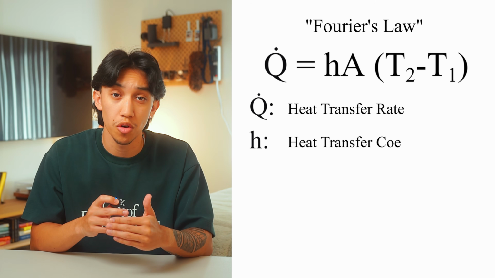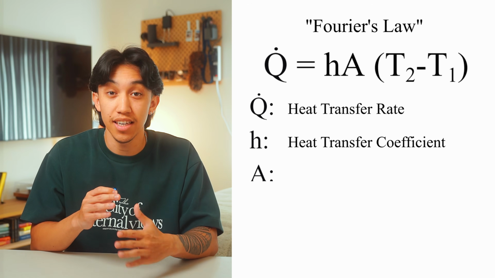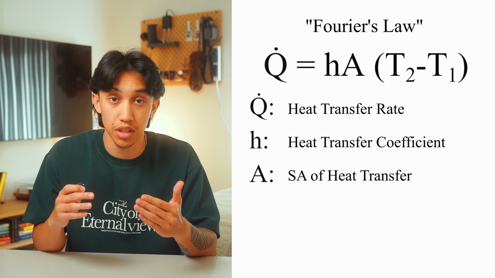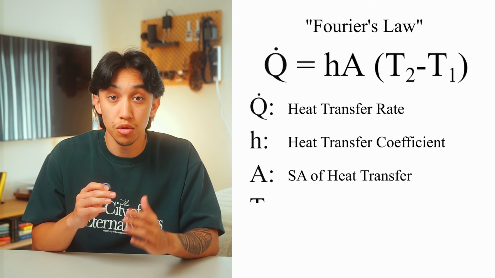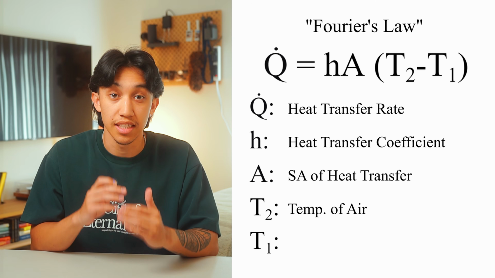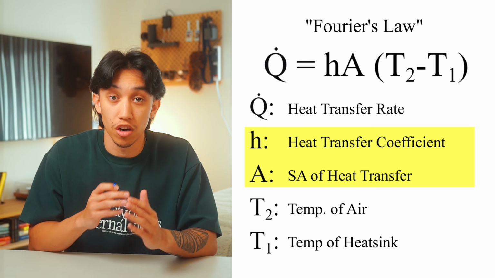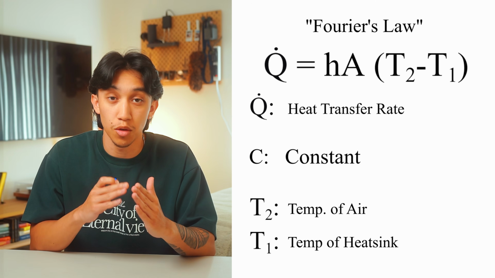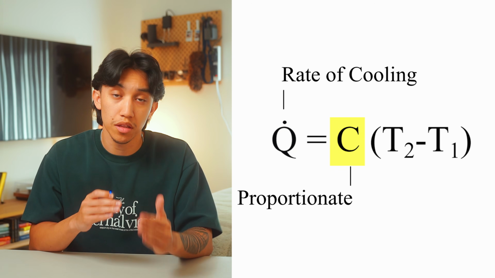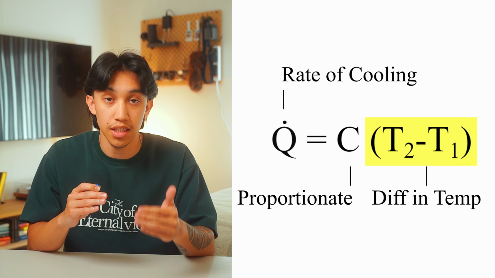H is a heat transfer coefficient, which is a combination of a bunch of things, but in this case, we can just consider it a constant. A is the surface area where the heat transfer is happening. So in this case, the area of the heatsink fins, also a constant. And then we have T2 and T1. T2 is the temperature of the air before it passes through the heat sinks, and T1 is the temperature of the heatsink fins before the air passes through them. Since H and A are constants, we can kind of just combine them, and it would be fair to say that the rate of heat transfer, in this case cooling, of the system is directly proportionate to the difference in temperature between the air coming in and the temperature of the heatsink itself.